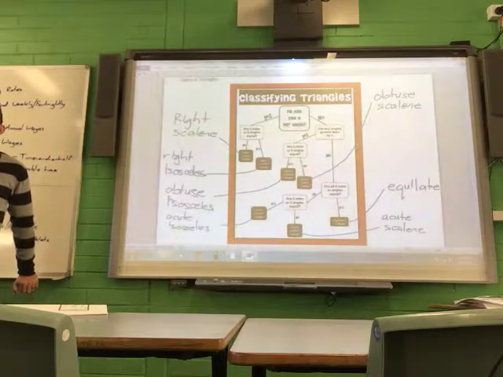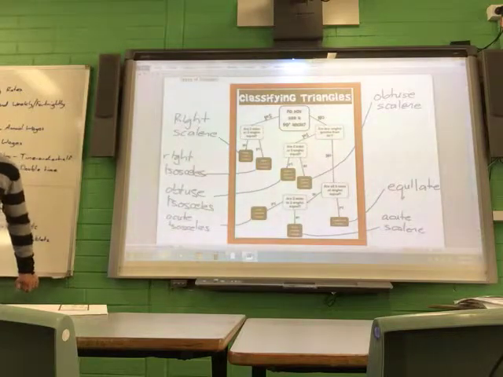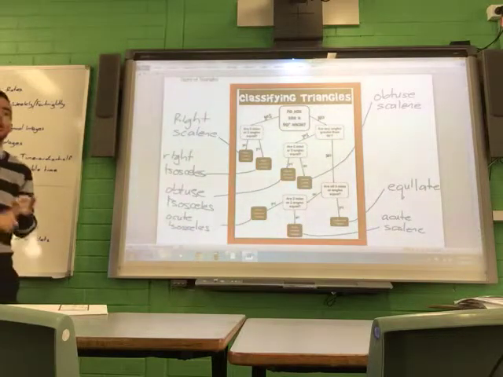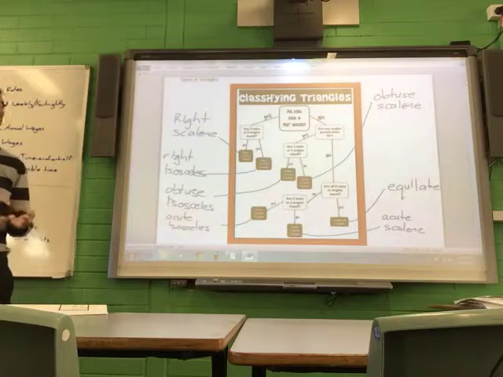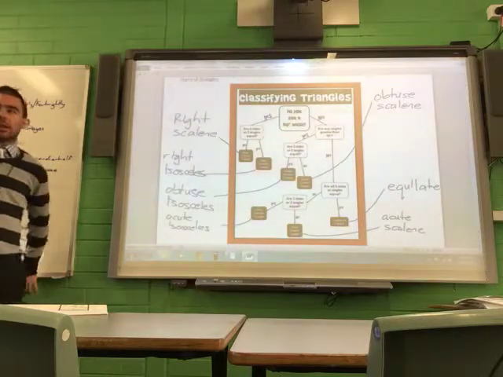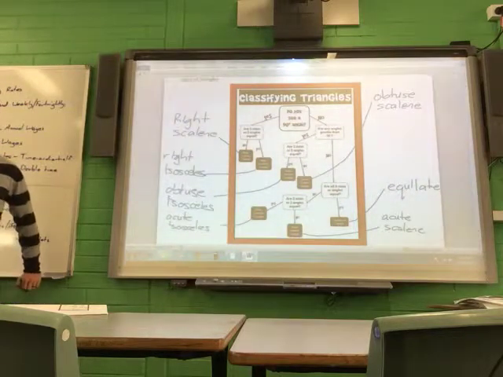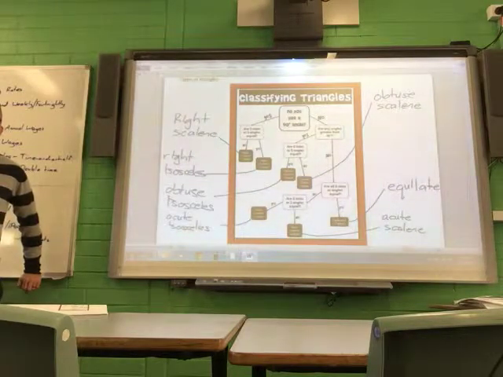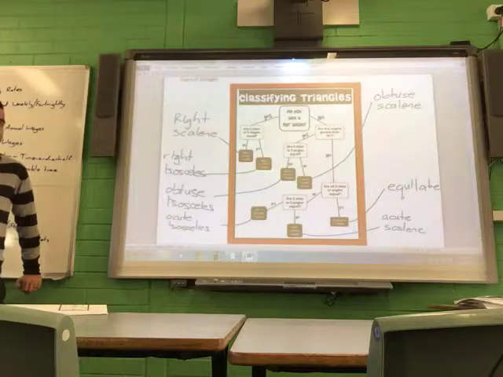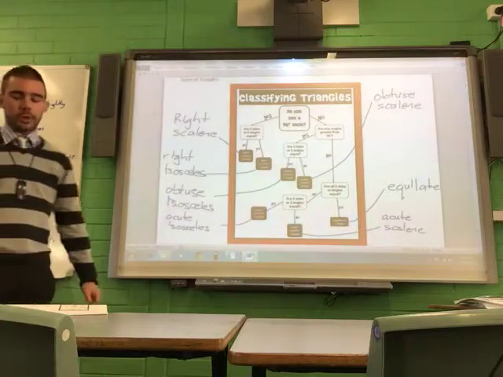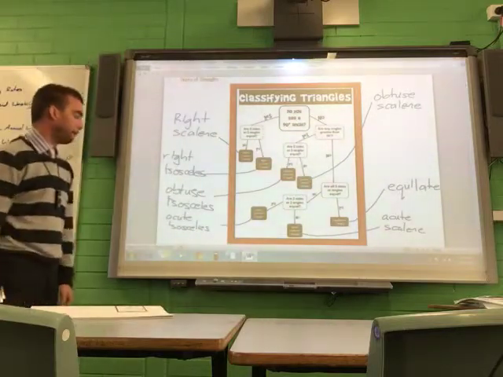Alright, question. So you mainly need to know your isosceles. You need to know your equilateral. You also need to know about your scalene. Scalene has no equal sides, isosceles has 2, and equilaterals all 3. Okay?